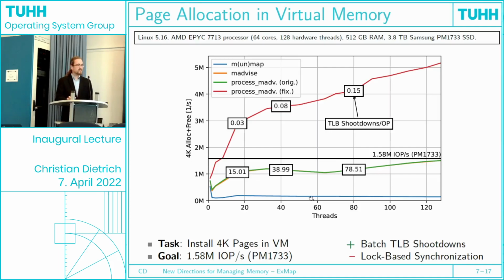Okay, next thing, we still use the current state of the art of Linux, and we use a large mapping, and we remove memory by doing some hinting to the operating system. And what we see, yeah, we nearly reach the 1.5 million IO operations per second, but this is really not good.